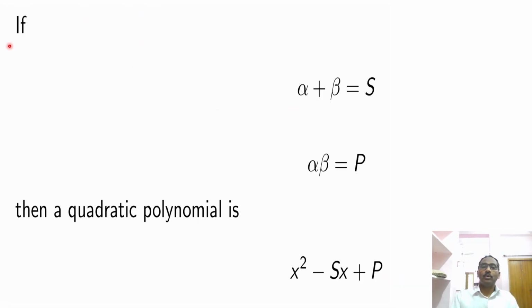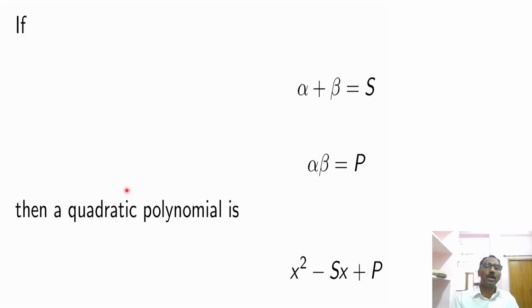I am writing what they gave. Alpha plus beta, the sum of zeros, is given. I am taking it as S. Alpha beta, the product, is given. I am taking it as P.